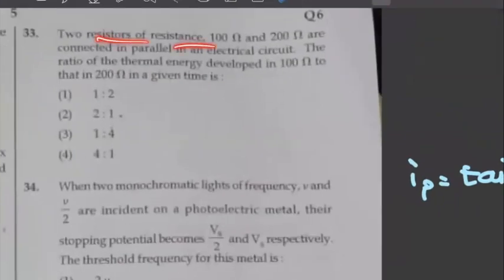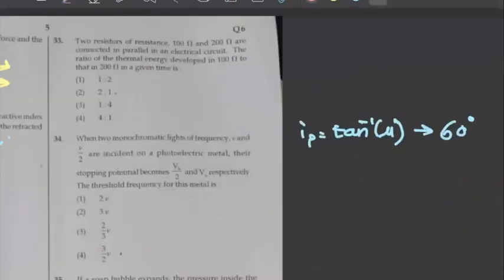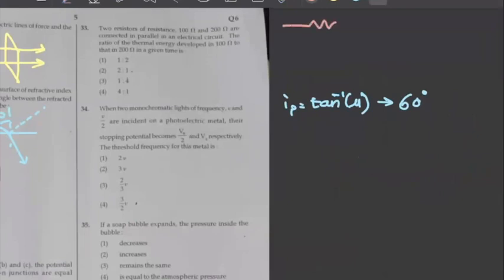Two resistors of resistance 100 ohm and 200 ohms are connected in parallel in an electrical circuit. So 100 parallel 200. Find the ratio of thermal energy developed in the 100 ohm to that in the 200 ohm in a given time. Okay, so I have two resistors in parallel. Voltage is the same, 100 ohms, 200 ohms. They want thermal energy. Basically, they're talking about heat.